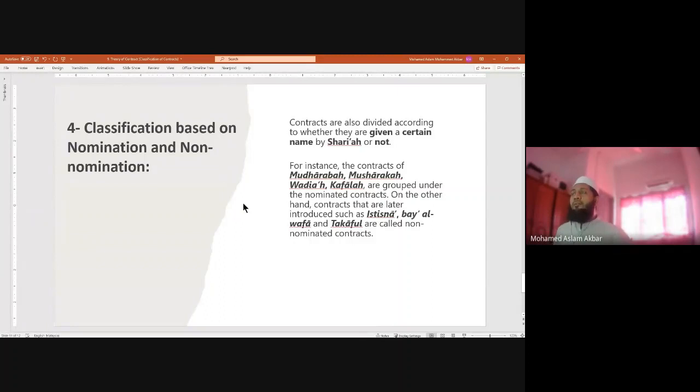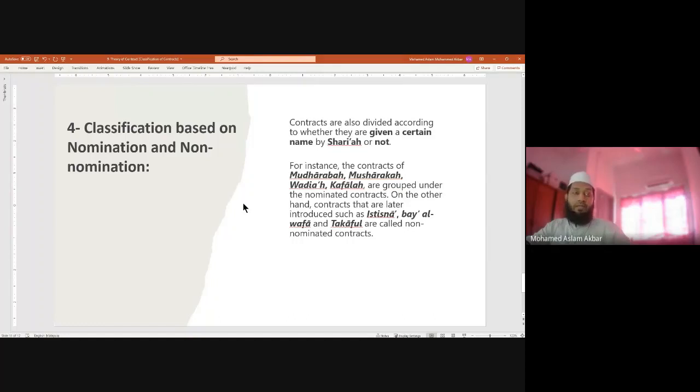Because for certain contracts, Sharia has already given the name, which means that you can see in the sources of the Sharia, in Islamic jurisprudence, there are certain names that have been given. For example, mudaraba, musharaka, wadi'ah, kafala, these are the names that have already been given. So according to Sharia, it is called nominated contract. Contracts are also divided according to whether they are given a certain name by Sharia or not.